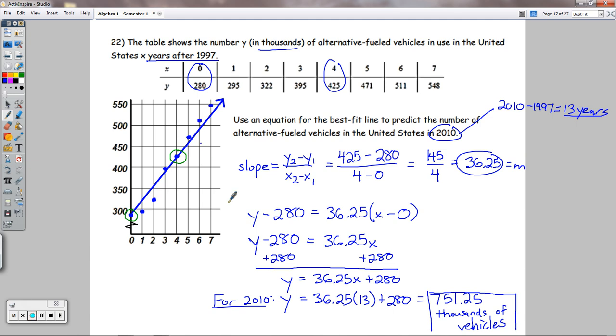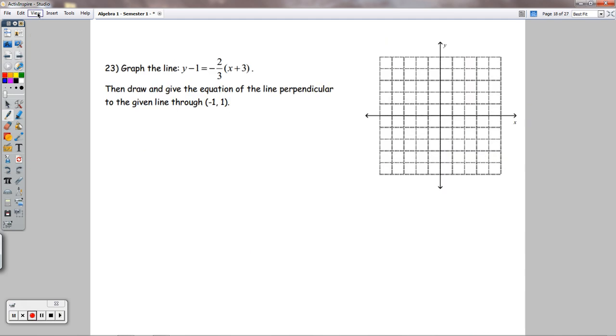Now if you used different points or you had a slightly different line of best fit, you might have something slightly different than this, but it should be within, I would say, 50 one way or the other, within 50,000 vehicles, depending on how you drew your line of best fit. Number 23 though, let's take a look at 23.